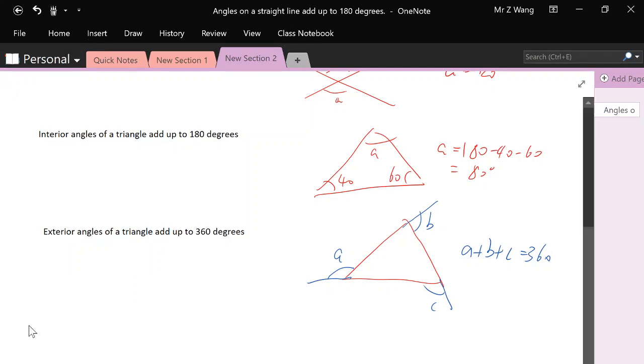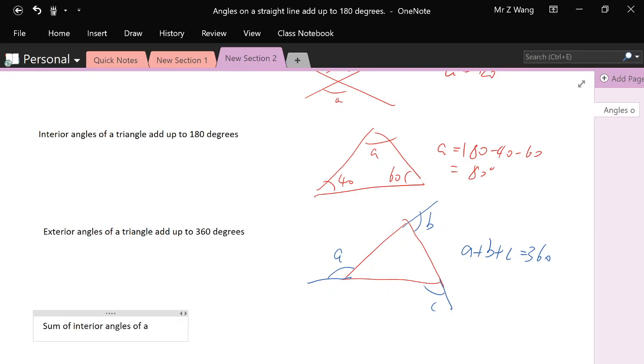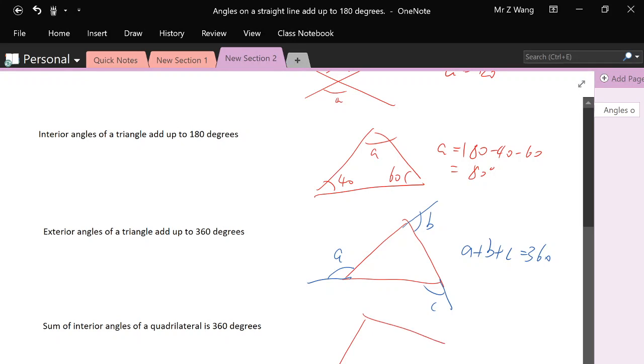We learned the sum of interior angles of a quadrilateral is 360 degrees. Now, do you remember how to do that? Right? So this is a four-sided polygon, right? This is a right angle, right? 40, this is a 150, and what is A? So A is 360 minus 90 minus 40 minus 150. Okay?